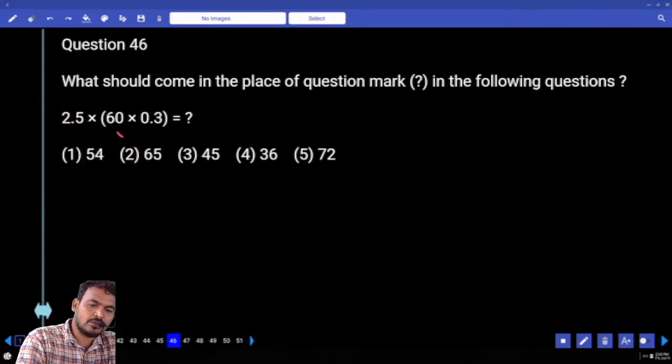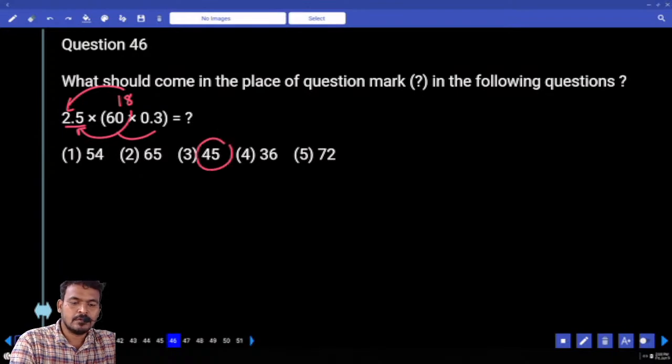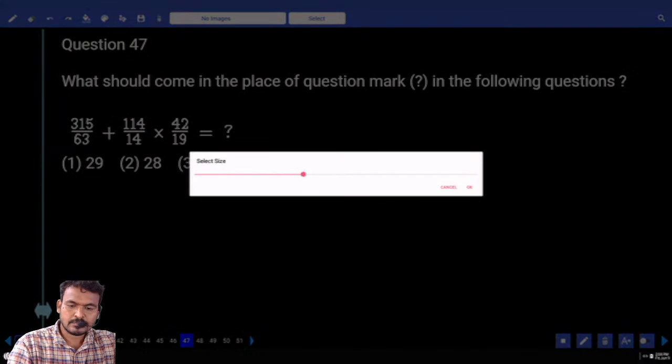First 60 into 0.3, it is 18. 18 into which one? 2.5. 18 times 2 is 36. 18 into half is 9. 36 plus 9 is 45. Next question, number 47.